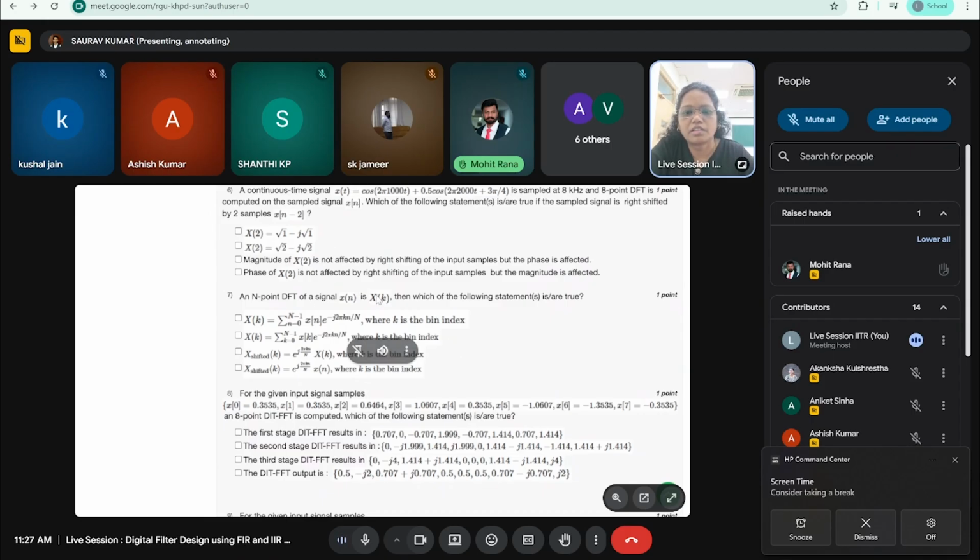7 is again about the DFT equation and what the shifting theorem is. So very simple. You have to pick which of them are correct here.